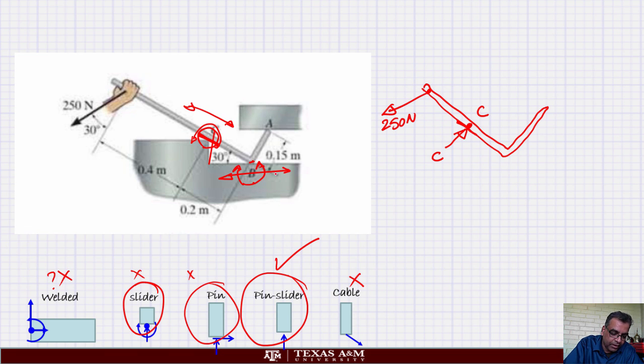Right? So there's the pin, there's the slider. That's why it's called a pin slider. And in a pin slider, the force is perpendicular to the contact surface. Contact surface is that. The force is perpendicular, so it has to look like that. B.